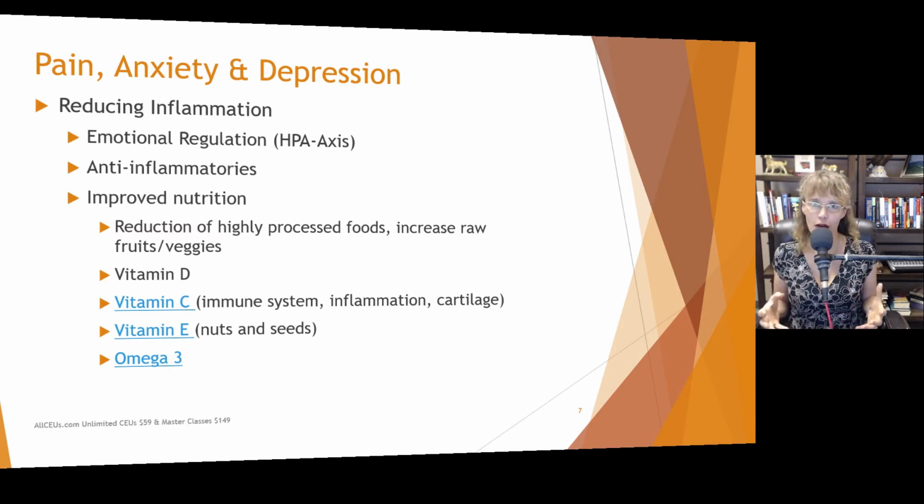Why do I say raw? Because a lot of these chemicals, when they're exposed to heat, actually break down. Vitamin C breaks down. A lot of your B vitamins break down in the presence of heat. So when you can eat things raw, you're getting more of those nutrients. And if you need to cook them, cooking them only lightly. Don't cook broccoli until it's gray. You want to have it be a bright green.